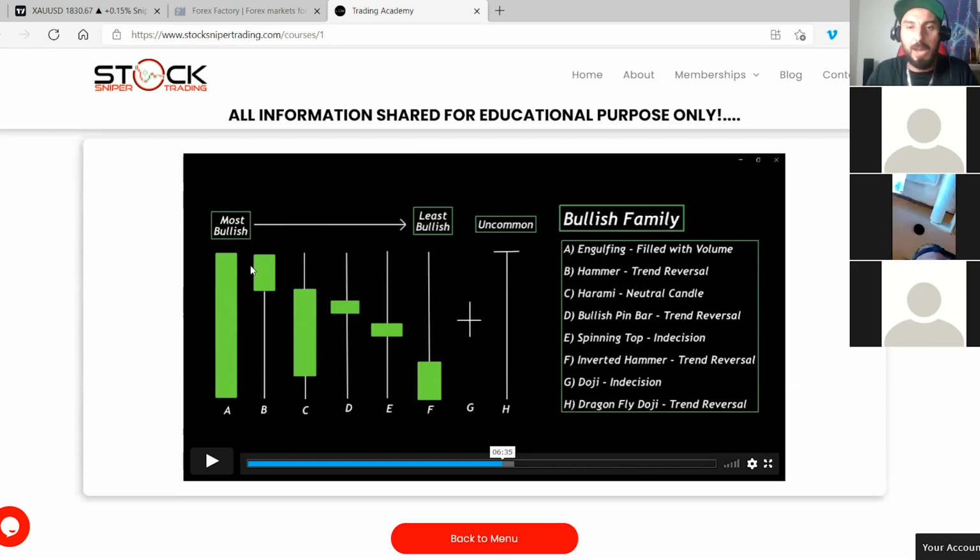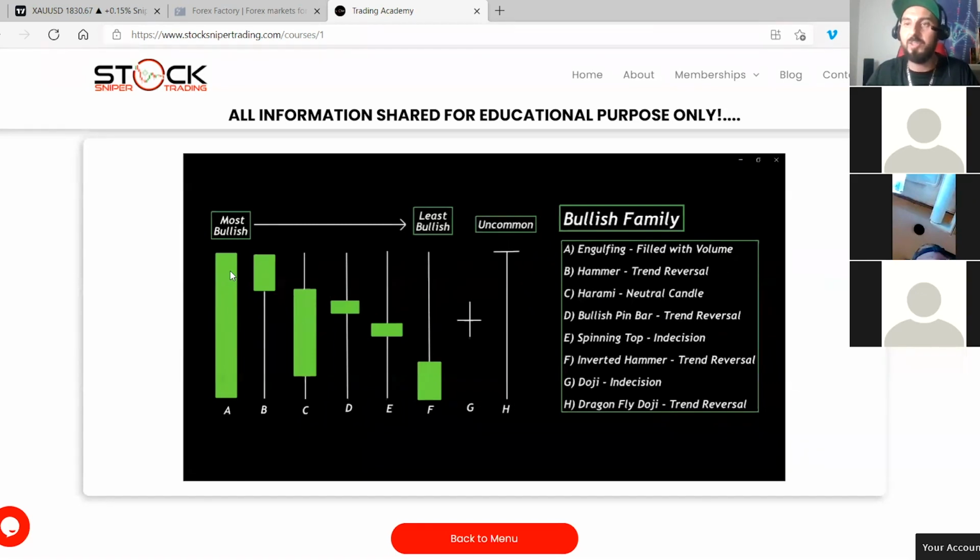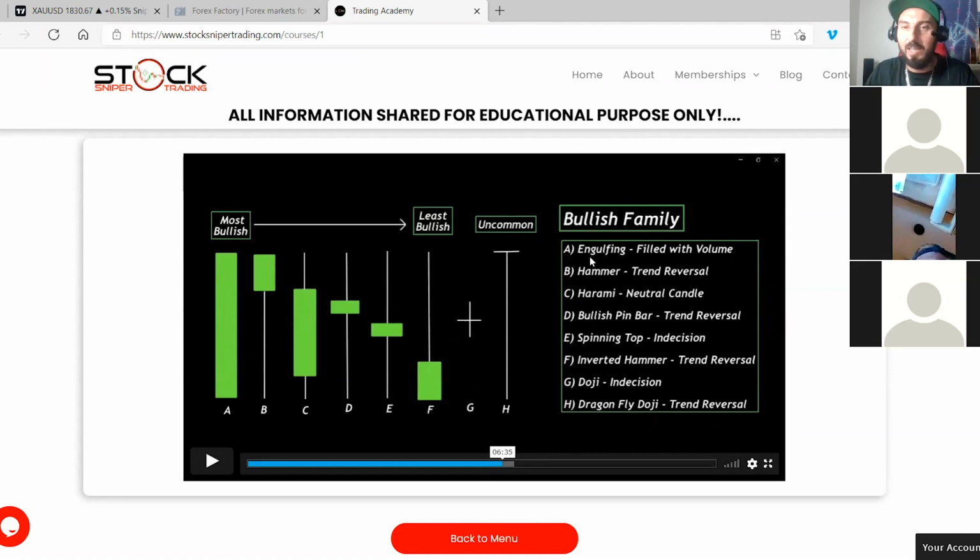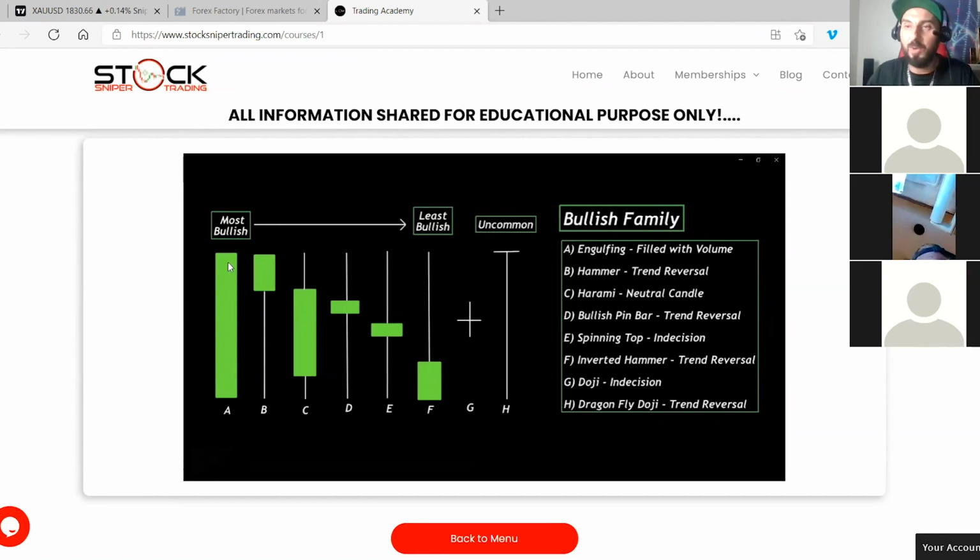Okay, so I'm going to go over these candles real quick with you guys because I went over them individually on our other webinar. Okay, so we have A, which is a bullish engulfing candlestick. Okay, and it's filled with buying volume. And these candles, they might have little to no wicks on them. It's just completely filled with volume. And these are the ones that you want to identify on your chart when you're looking for a buy.